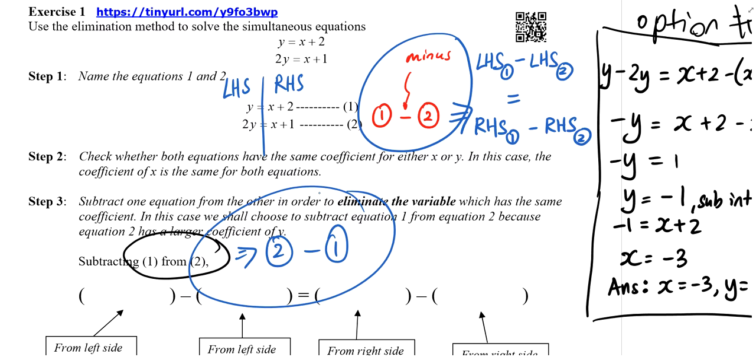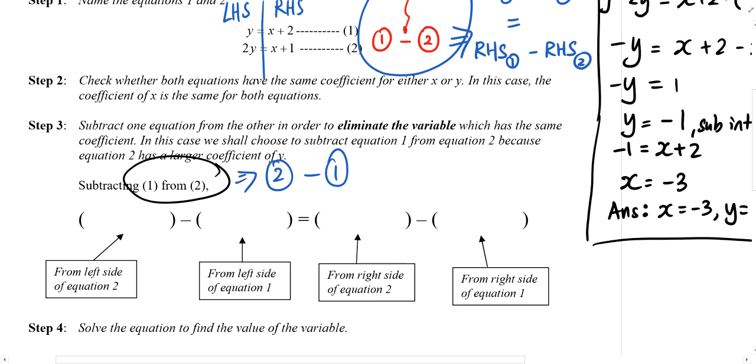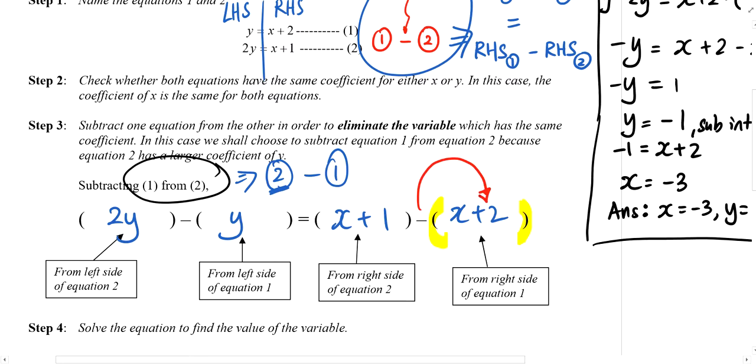When I take equation number 2 minus equation number 1, on the left-hand side, from equation number 2, what do we have? 2y. What about the left-hand side for equation number 1? 2y minus y. And then the right-hand side of equation number 2, because I'm taking 2 minus 1, is x plus 1. Then minus x plus 2. Look at this bracket, very important. If you do not have the bracket, you may miss out the negative times positive 2.